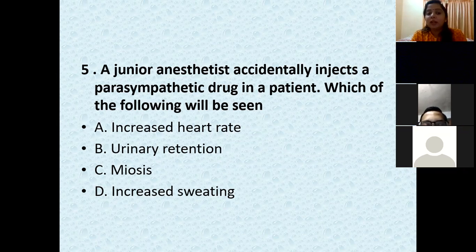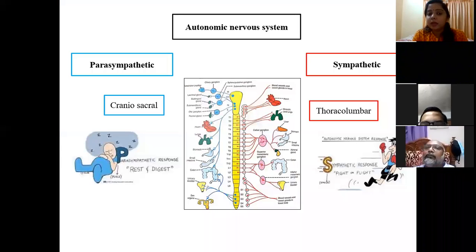Yes, very good. Before coming to the answer, we'll see what is a parasympathetic drug and what are its actions. Parasympathetic is a part of the autonomic nervous system, which is called craniosacral outflow, and it is associated with rest and digest. And you have the sympathetic system, which is thoracolumbar and associated with fight and flight reaction.